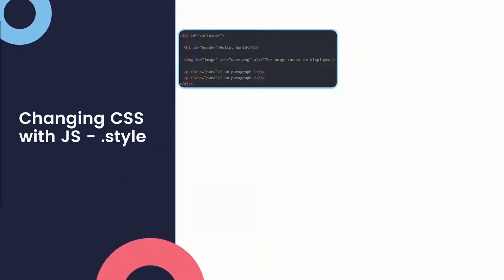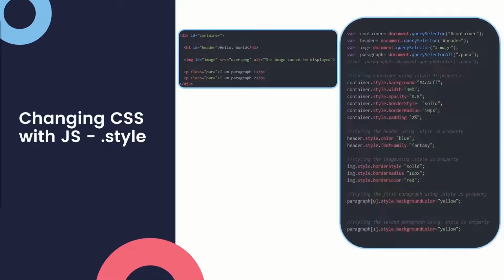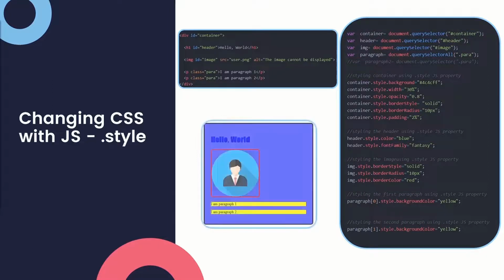Here we've got just some basic HTML code, and then here we've got our JavaScript code, and in our JavaScript code we created variables and grabbed every single element and assigned it to those variables. In this case, container, header, image, and paragraph. And this is what the actual final output looks like after running all of this code. But let's work through it together.